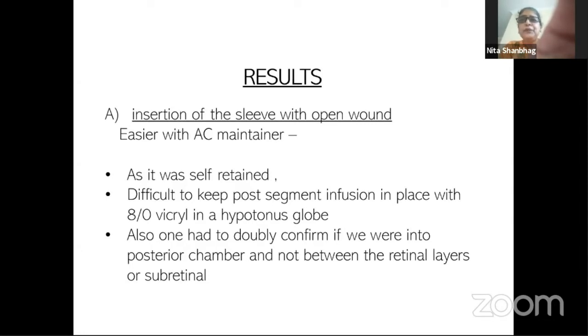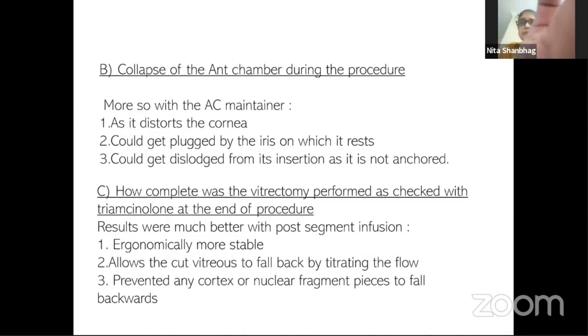Insertion of sleeve with open wound was easier with an AC maintainer, as it was self-retained. It was difficult to keep the posterior segment infusion sleeve in place with an A2 vicryl in a hypotonic globe. Also, one has to doubly confirm that we are in the posterior chamber and not between the retinal layers or subretinal. Collapse of the anterior chamber during the procedure was more common with an AC maintainer, as it distorts the cornea, could get plugged by the iris on which it rests, and could get dislodged from its insertion as it is not anchored.